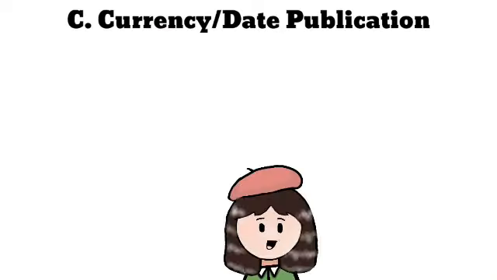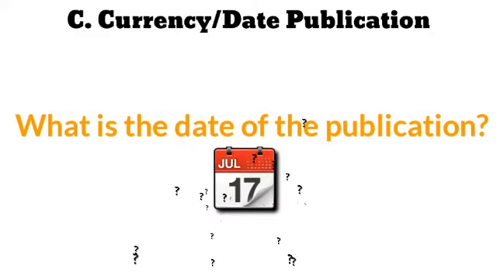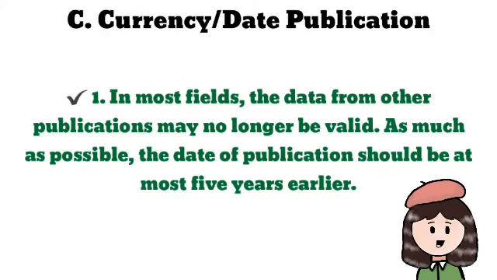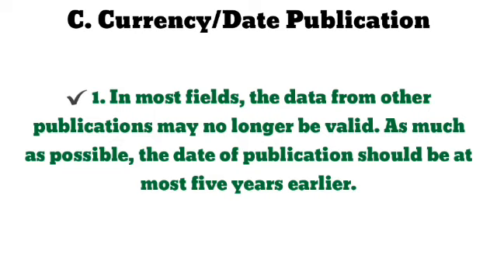Currency or date of publication. What is the date of publication? Key ideas. In most fields, the data from other publications may no longer be valid. As much as possible, the date of publication should be at most 5 years earlier.